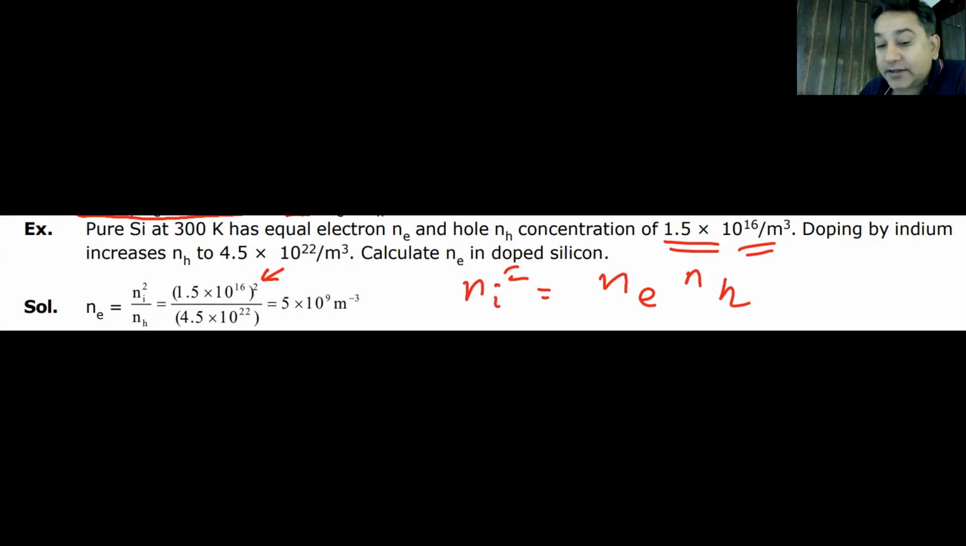Do we understand this? Yes or no? Ni is 1.5 into 10 raised to the power 16, the original concentration. That should be equal to Ne, new concentration of electron, multiplied by NH, new concentration of hole. We know the new concentration of holes. From there, you can calculate the new concentration of the electrons. Yes or no? Yes, sir.